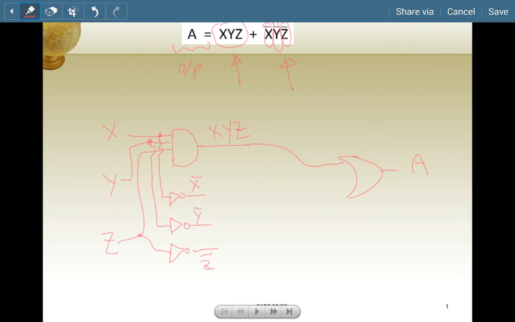Once you have the individual signals X bar, Y bar, Z bar, we are ready to AND them together as per this expression. Something times something times something is an AND gate. So you AND them together. Great. And you have your signal X bar, Y bar, Z bar. So you are ready now to OR it together. You're supposed to do an OR with this signal. This one is ORed together using an OR gate, and therefore you have your A.